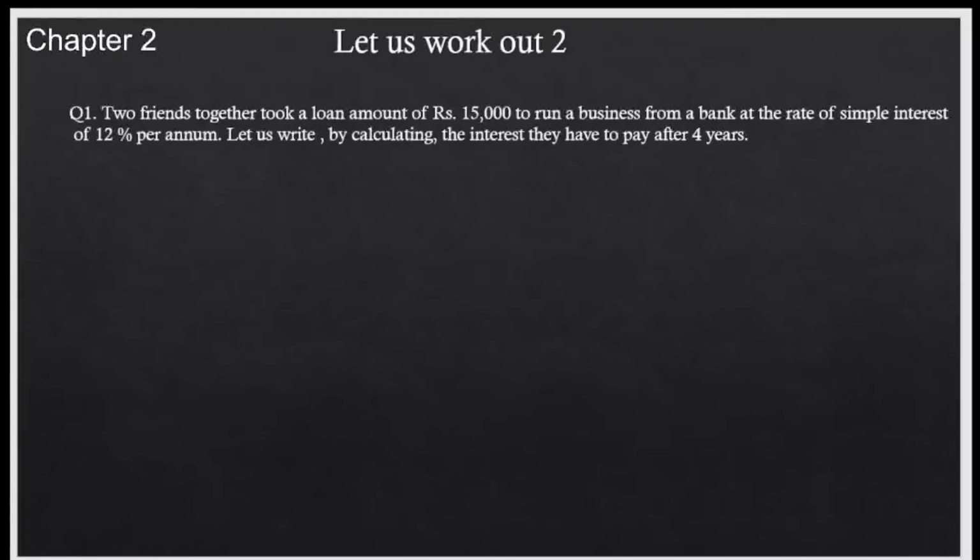Now we are going to solve questions from the book. Chapter 2, let's work out 2. Question number 1 is: two friends together took a loan amount of rupees 15,000 to run a business from a bank at the rate of simple interest of 12% per annum. Let us write by calculating the interest they have to pay after 4 years.